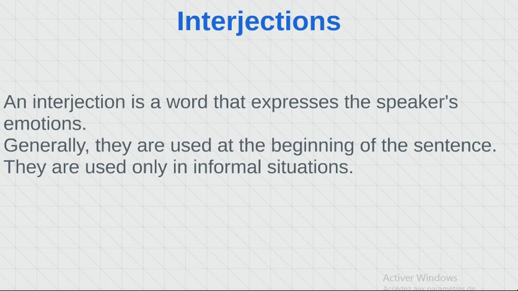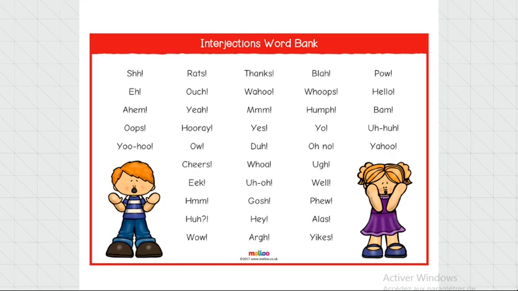Generally, interjections are used at the beginning of the sentence, but they may come anywhere in the sentence. They are used only in informal situations. I mean, they are avoided in writings and academic situations. This table summarizes the most popular interjections in English.